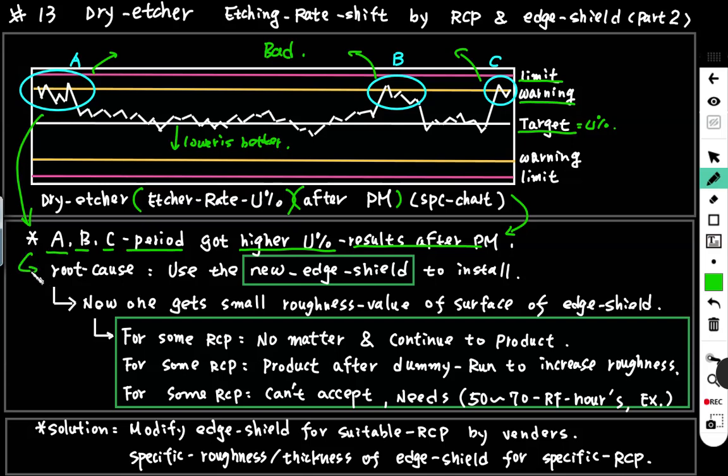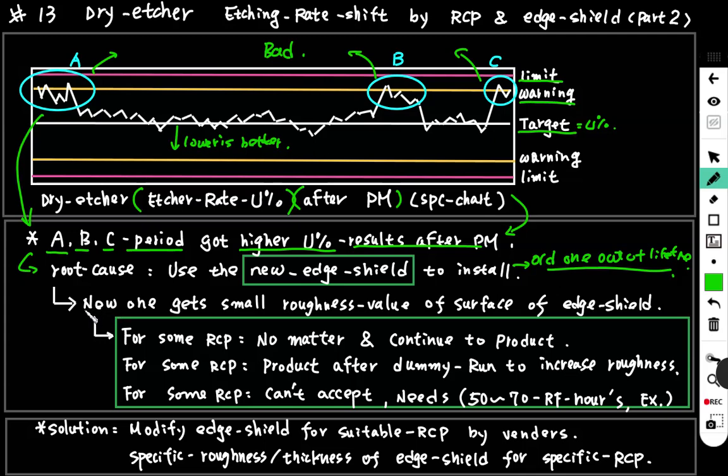Then we did some investigation and found the root cause. The root cause is using the new edge shield to install. Why use the new edge shield? Why use the new one? The old one was out of lifetime limit, so we had to replace it with a new one.